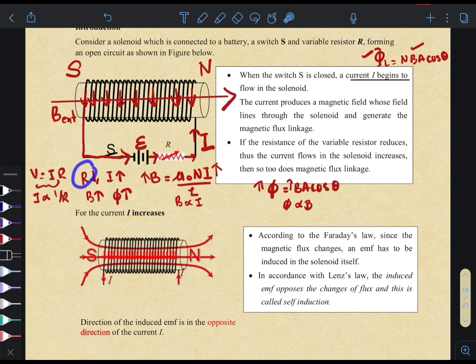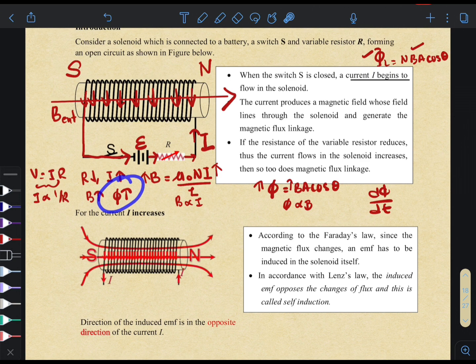And then what happen? You change your R, I berubah, kita akan dapat B yang baru, maka kita akan ada flux pun berubah. Your flux linkage is going to change, which is going to lead to the induction of EMF, because Faraday stated that, according to the Faraday's law, since the magnetic flux changes, an EMF has to be induced in the solenoid itself. So walaupun kita dah ada EMF, tapi disebabkan oleh berlakunya perubahan dalam flux kita berubah.